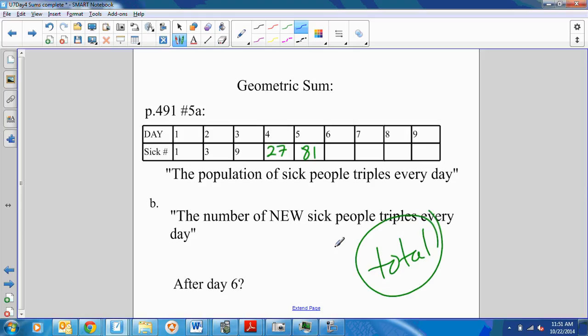Here's a situation where the population of sick people triples every day. Oh no, so we go from 1, now there's 3 people sick, now there's 9 people, 27, 81, and so forth. But for a sum equation or a sum idea, the question might be: the number of new sick people triples every day, which means we need the total of sick people after that amount of time.